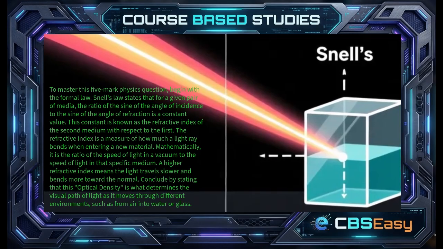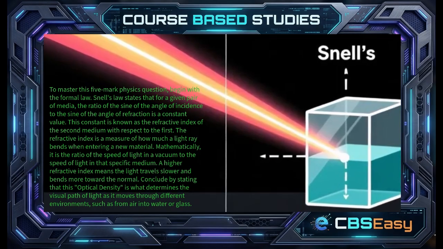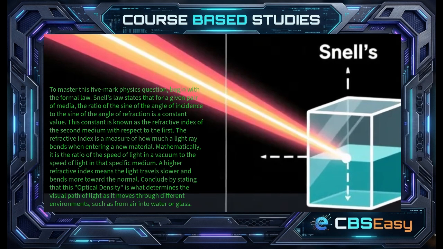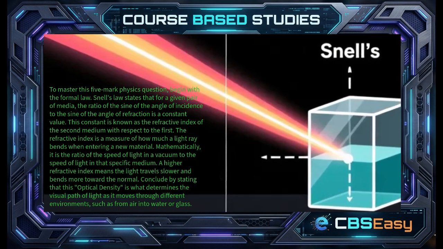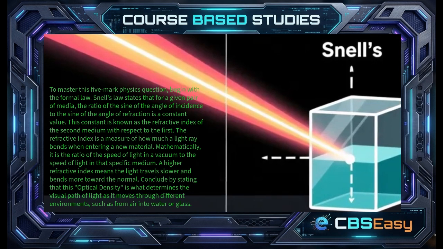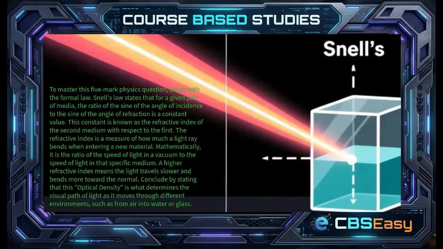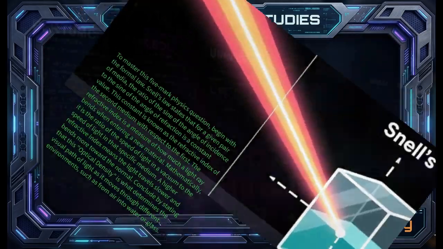Mathematically, it is the ratio of the speed of light in a vacuum to the speed of light in that specific medium. A higher refractive index means the light travels slower and bends more towards the normal. Conclude by stating that this optical density is what determines the visual path of light as it moves through different environments, such as from air into water or glass.